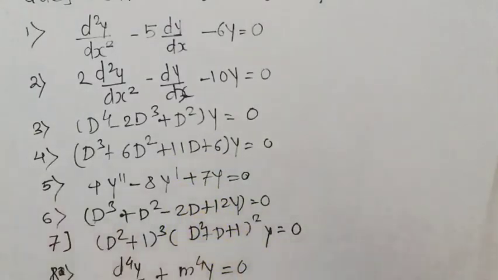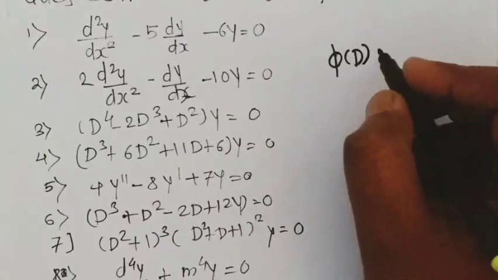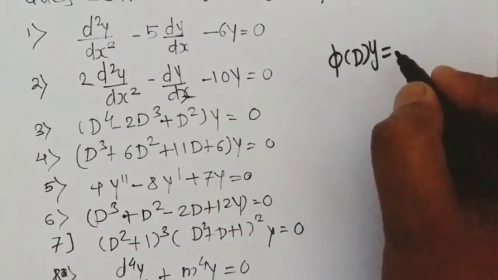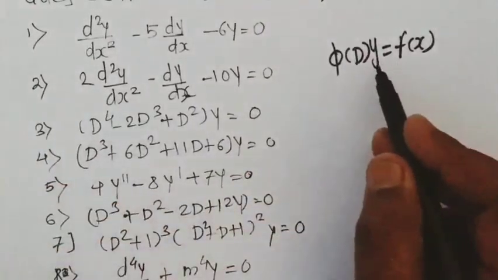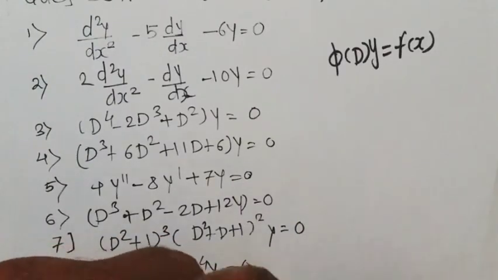Another thing, you must know the standard notation for a differential equation of nth order. It is phi of D operating on y equal to f of x. This is the standard notation. The coefficient of y is your phi of D, and when you equate that phi of D to 0 we get the auxiliary equation.